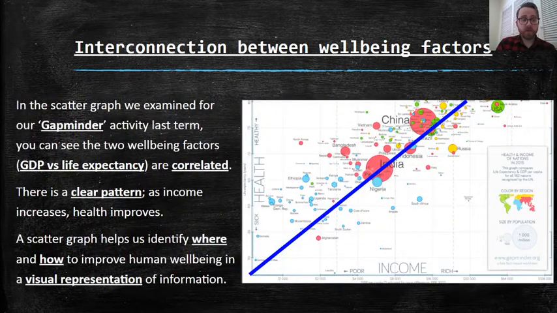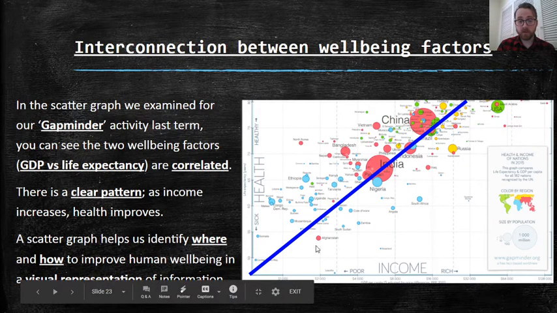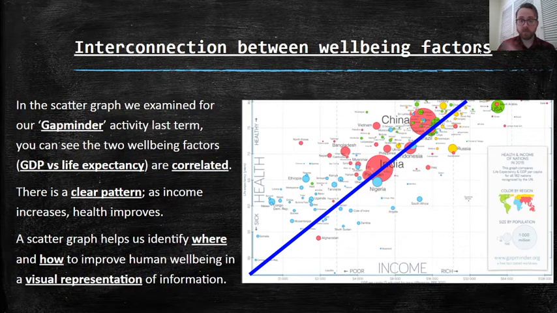In the scatter graph we examined for our Gapminder activity last term, you can see the two well-being factors, GDP versus life expectancy, are correlated. All of the dots going up and across follow this same line. They're all trending upwards, in that diagonal direction. So GDP and life expectancy are correlated. There is a clear pattern. As income increases, health improves.